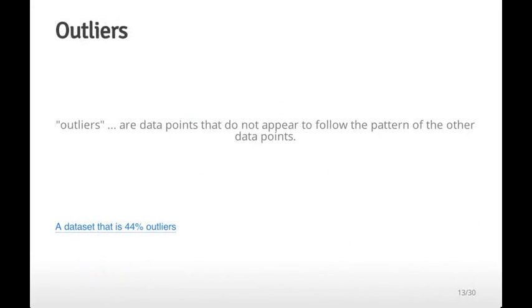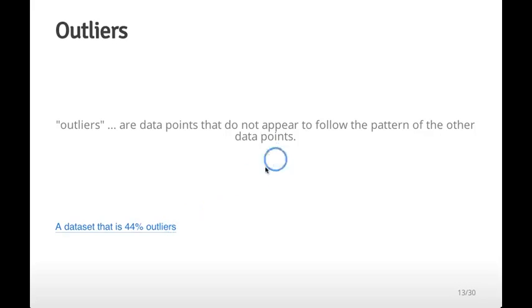Another issue that you run into very often when performing an analysis with regression is outliers. Outliers are data points that do not appear to follow the pattern of the other data points. That comes from a quote that I kind of like, from a paper about a data set that is 44% outliers.